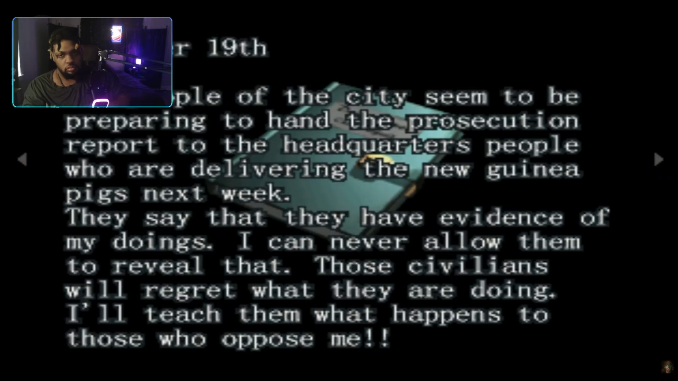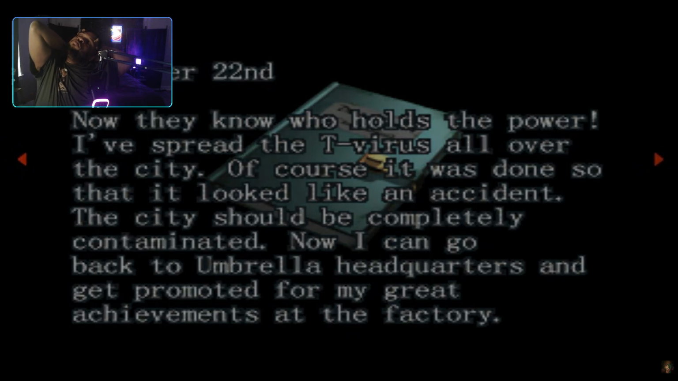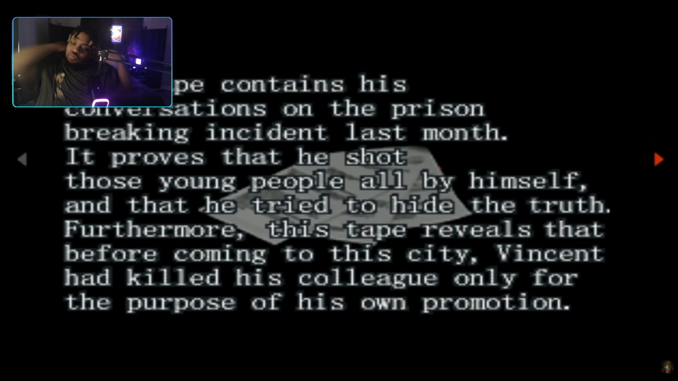He was angry, saying that he'd teach those who opposed him, and he then caused a T-virus outbreak on the island. He planned to go back to Umbrella HQ and report back his great achievements. The evidence that people who opposed him had was a result of them wiretapping his phone, as this recorded his conversations in regard to the massacre of the 20 young people and killing a colleague so he could get a promotion.